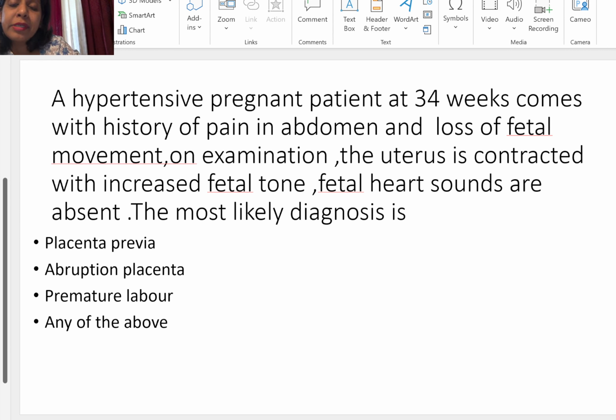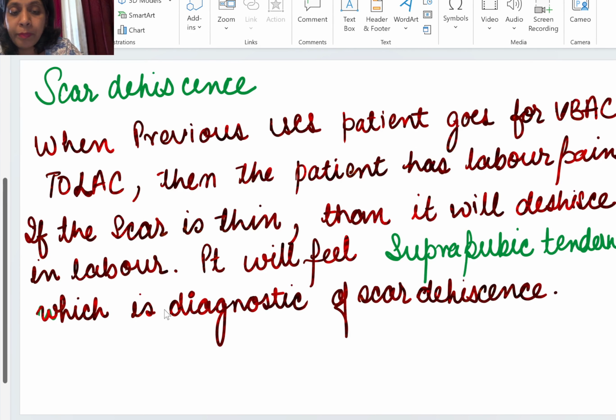Okay, and here again they have not given the bleeding, but as you know that hypertension is a risk factor of abruptio. Such things don't happen in placenta previa and premature labor. So again, after ruling out all the options, abruptio placenta is the answer. So in the case of the concealed bleeding of the abruptio placenta, sometimes they don't give you the option of bleeding. Now let us see the last topic of today, the differential diagnosis, scar dehiscence.